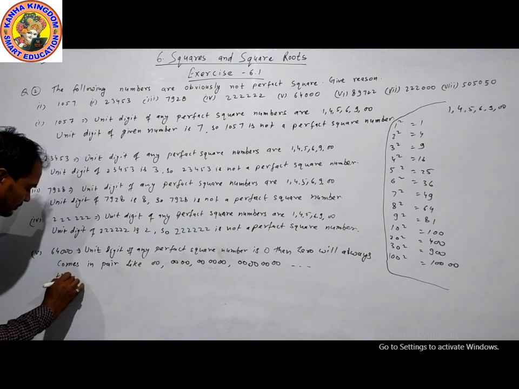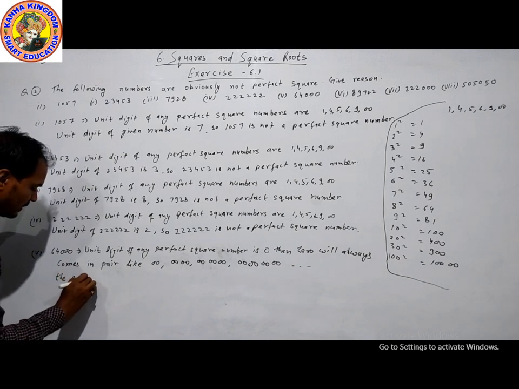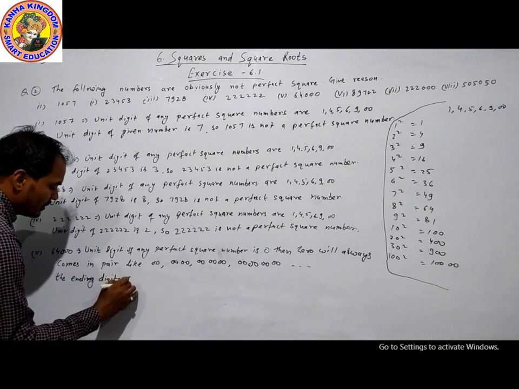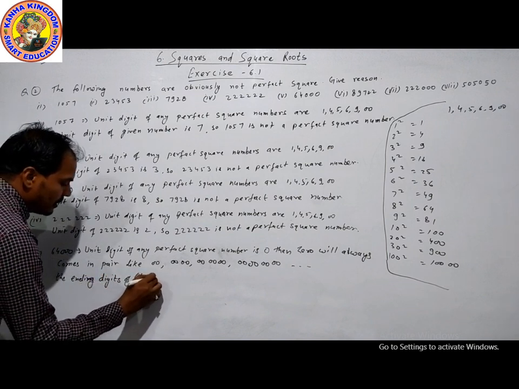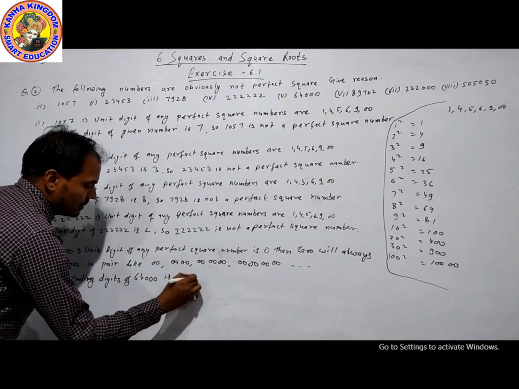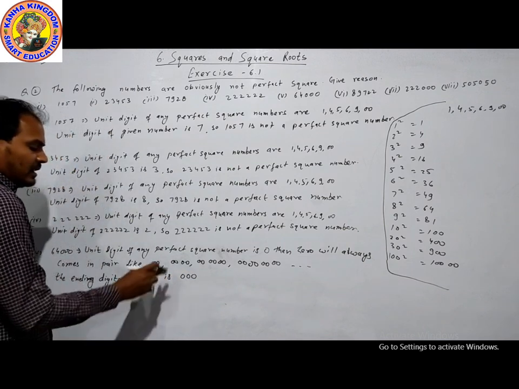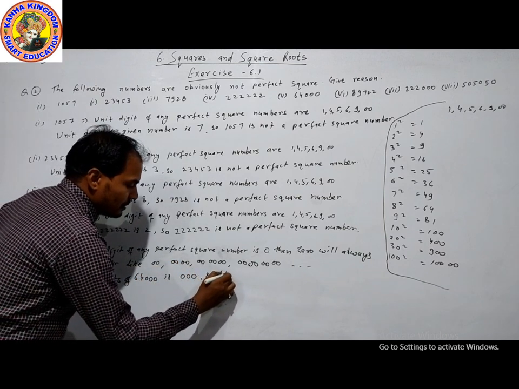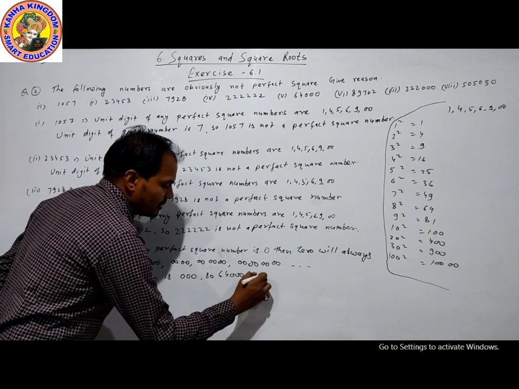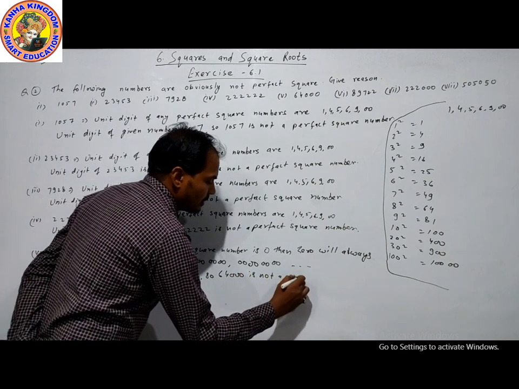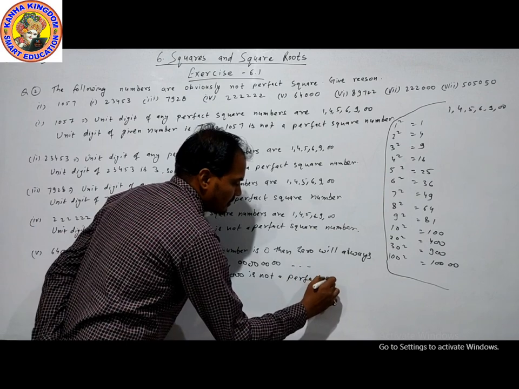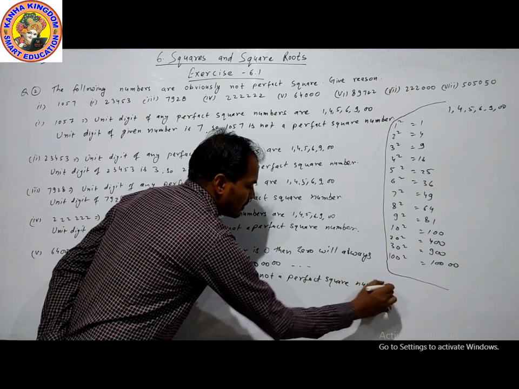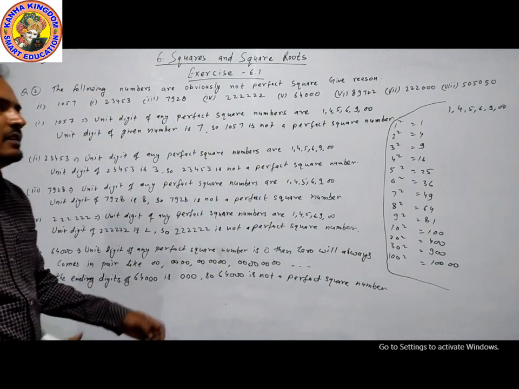The ending digits of 64000 are 000. Here there are three zeros, not an even number, so 64000 is not a perfect square number. The other questions you will do yourself.